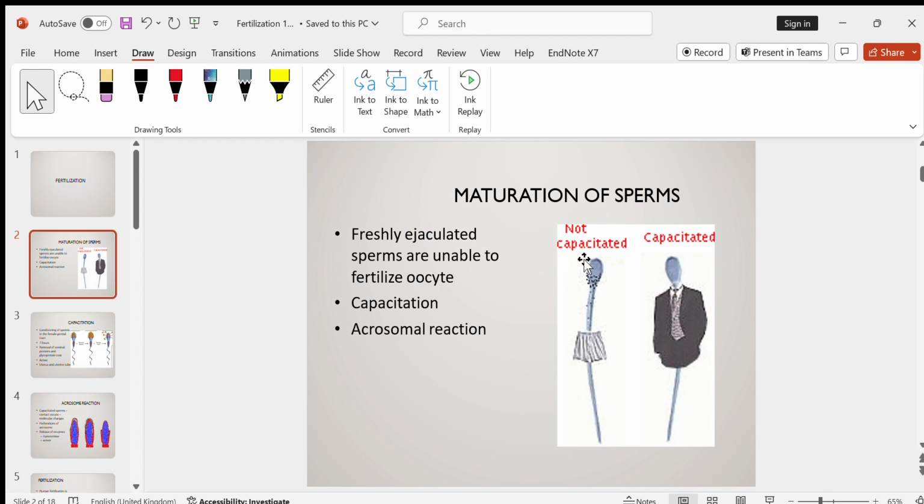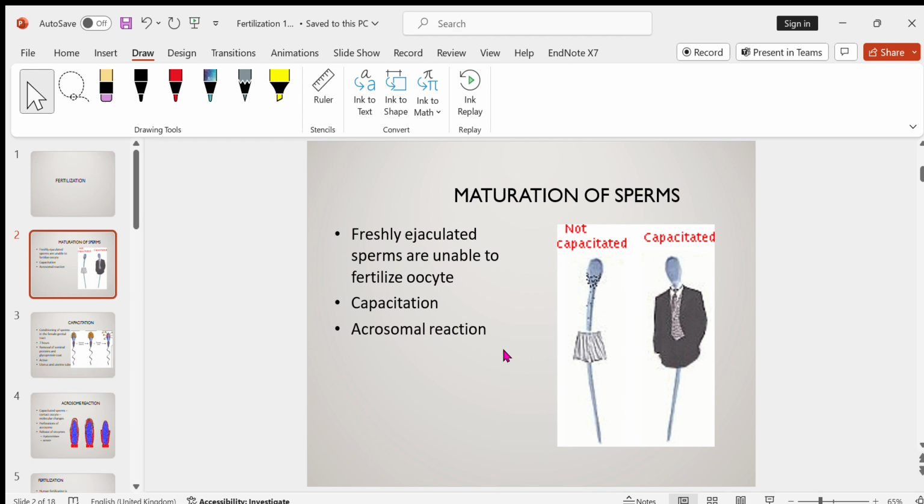Now the sperm that is released inside the female genital tract needs to be matured in order to fertilize the egg. So the processes that take place in a sperm so that it is able to fertilize an egg are the capacitation process and the acrosomal reaction. Now this picture very well depicts the process of capacitation. This is an uncapacitated sperm and this is a capacitated sperm.